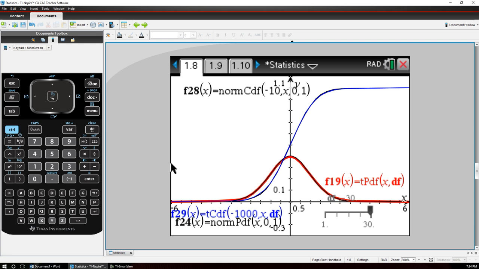Okay, so I think that goes over the basic characteristics of these. In the next video, we'll come back and do some probability and inverse probability calculations.